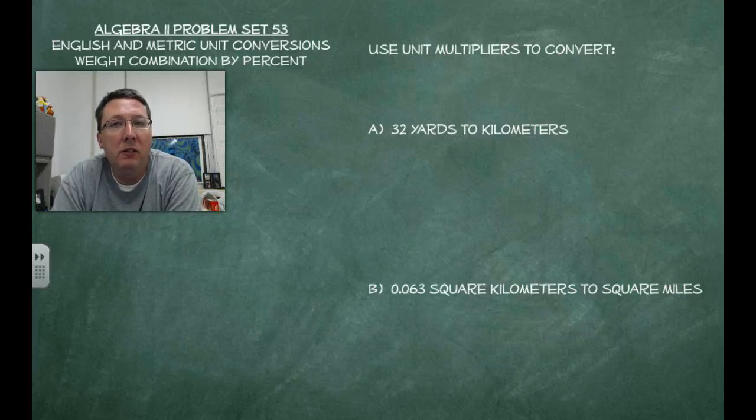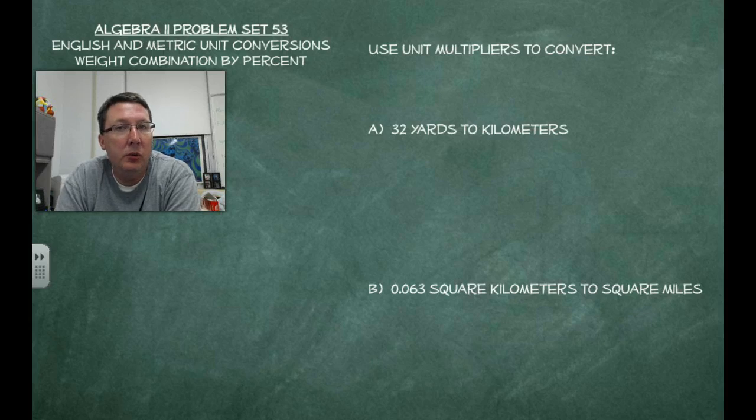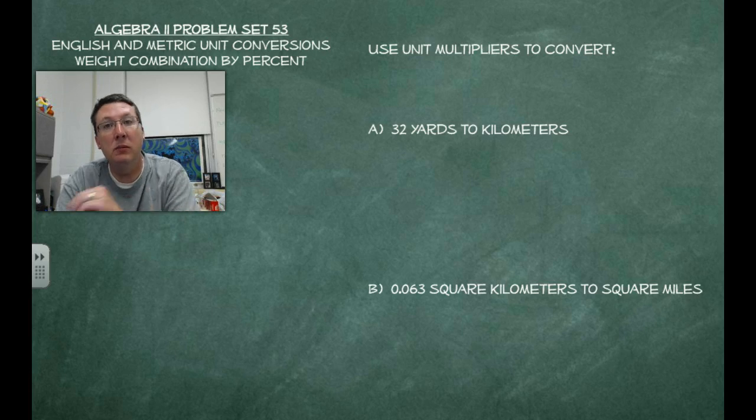Today we're going to look at problem set 53, which has two topics. They're not related, but the first topic deals with unit conversions. We've done a lot of this already, converting units of measure from feet to miles or something like that, but we're going to throw in the metric system today, and some of the problems we're going to have to jump from the metric system to the English system or vice versa. We'll also include some square units and cubic units as well.